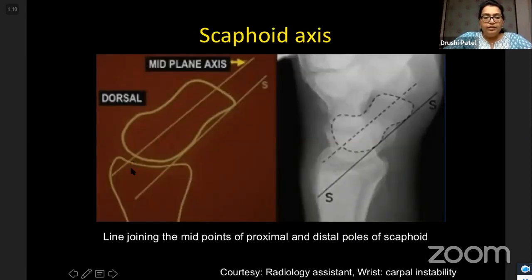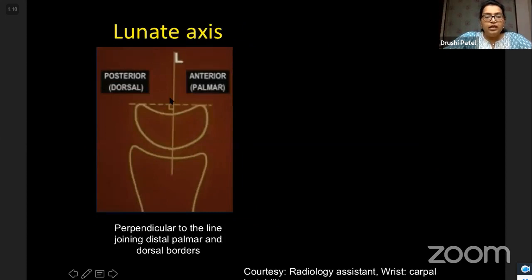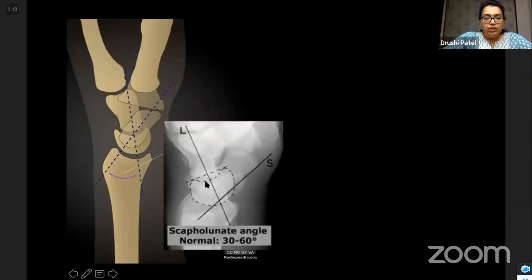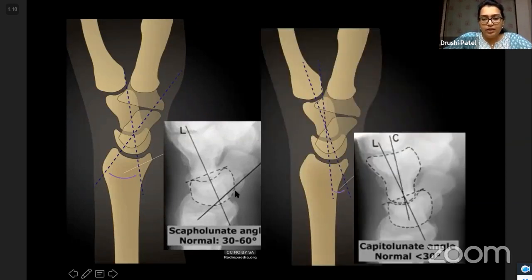You need to know the axis. We have already seen it, but I'll just elaborate on them. The scaphoid axis is the line which joins the mid portion of the proximal and the distal poles of the scaphoid. The lunate axis is a line drawn perpendicular to the line joining the distal palmar and dorsal borders. The capitate axis is the one joining the mid portion of the third metacarpal to the proximal surface of the capitate. The lunate and the scaphoid axis, the angle they make is the scapholunate angle, which normal is 30 to 60 degrees.